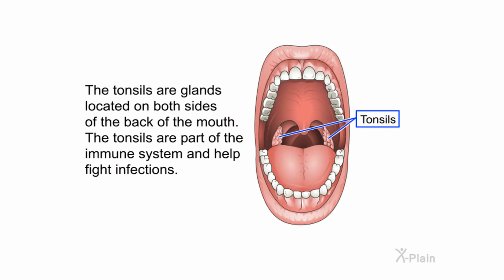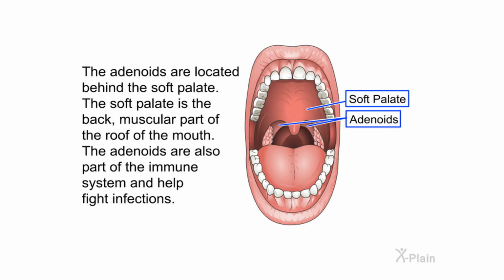Anatomy. The tonsils are glands located on both sides of the back of the mouth. The tonsils are part of the immune system and help fight infections. The adenoids are located behind the soft palate. The soft palate is the back muscular part of the roof of the mouth. The adenoids are also part of the immune system and help fight infections.